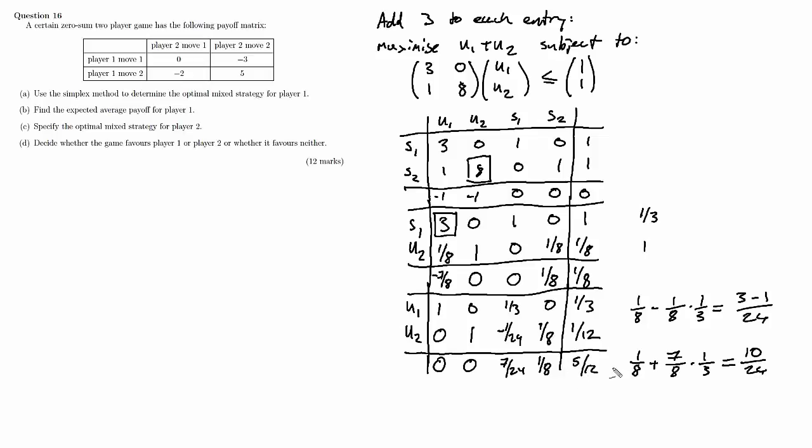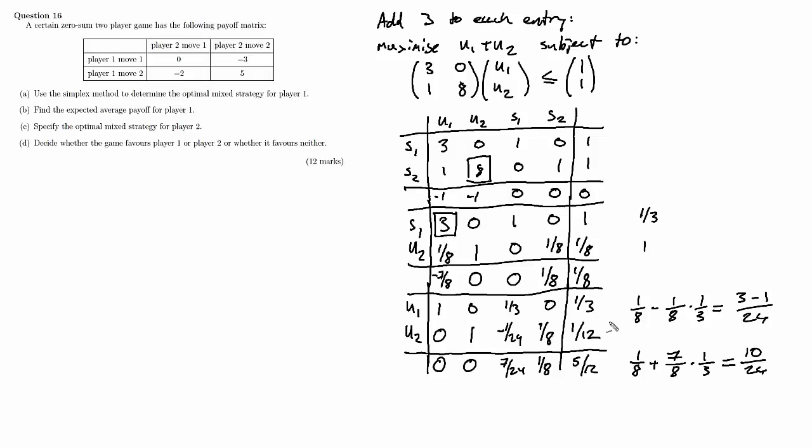There are no more negative entries here, so we've finished the algorithm. Thus, our solution is given by the values in the right-hand column here. That is to say, U1 is 1/3, and U2 is 1/12. We will use this to specify the optimal strategy for player 2.